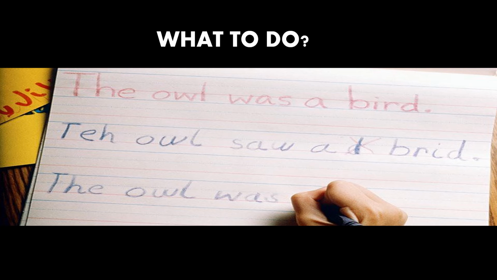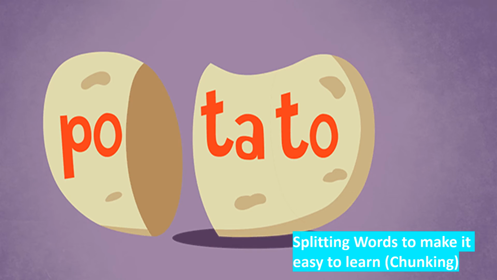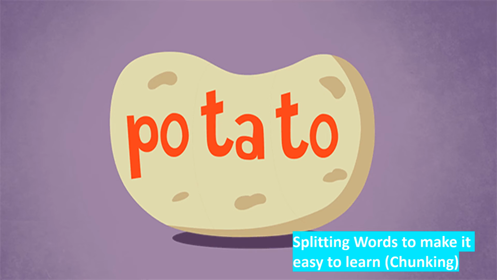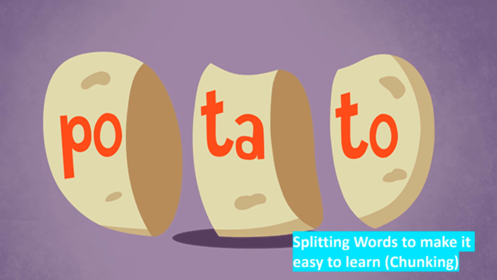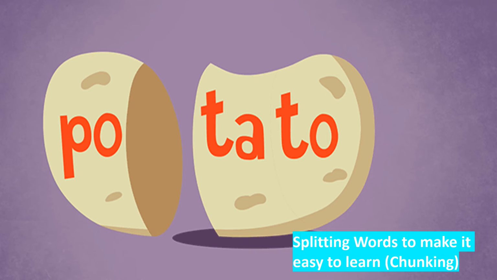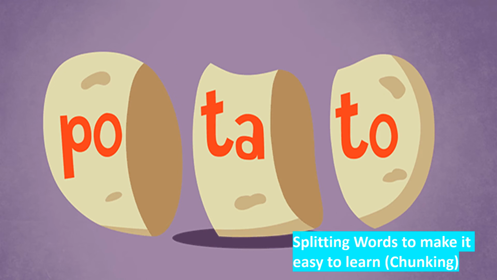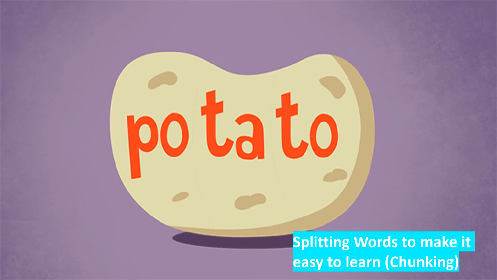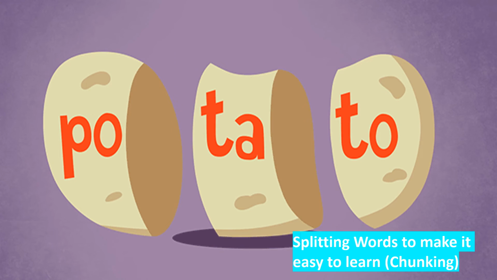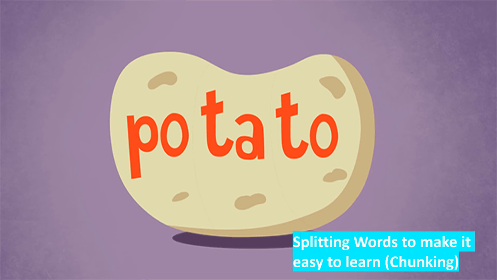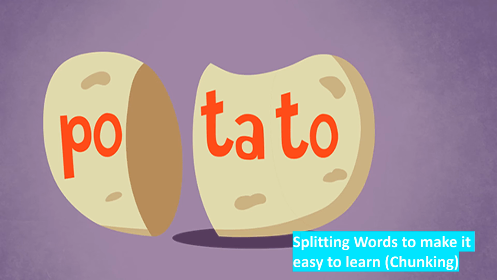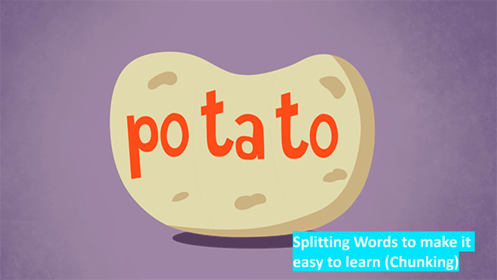So what to do? We are going to share different techniques you can apply with your child to help them learn or understand how to learn. For example, there's a word, potato. You can use a chunking technique in which you divide the word into parts and ask the child to learn it that way. With this easier technique, the child will be able to comprehend the sounds of the word, as well as learn the spelling in an easier way.